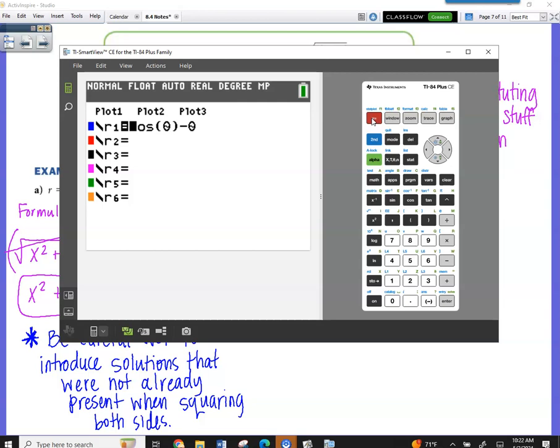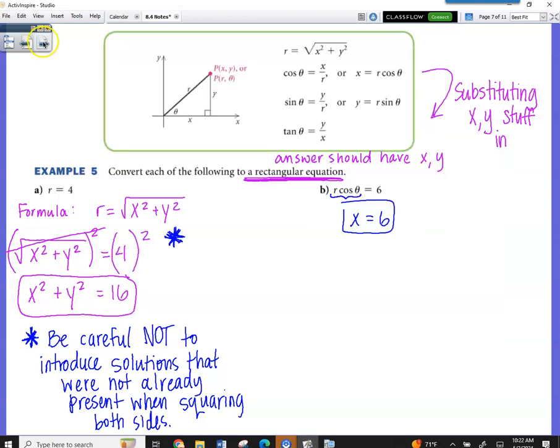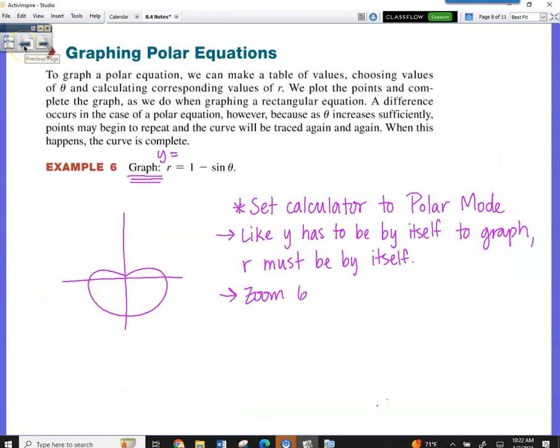So let me change the notes page. Whoops, too far. All right. We have graph r equals 1 minus sine theta. You're going to set the calculator to polar mode. So just like y has to be by itself, r has to be by itself. I'll let you write that down. In this case, r is already by itself. So I can just go straight to r equals and type 1 minus sine.